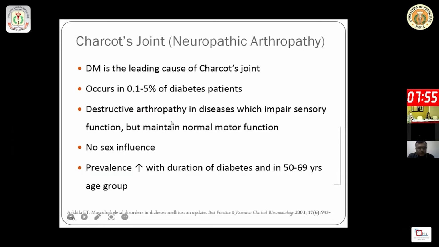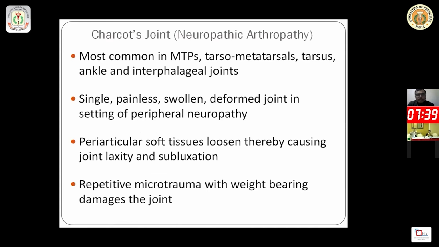Diabetes is actually a leading cause of Charcot's arthropathy, wherein there are many other causes also. Here the destructive arthropathy occurs due to impaired sensory function, but the motor function is normal. There are no sex differences, and the prevalence increases with duration, predominantly in the 50 to 70 years age group. Most common in the MTPs, and other joints might also be involved.